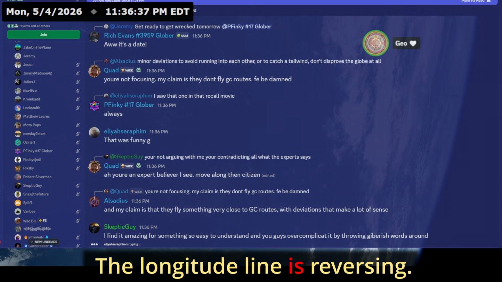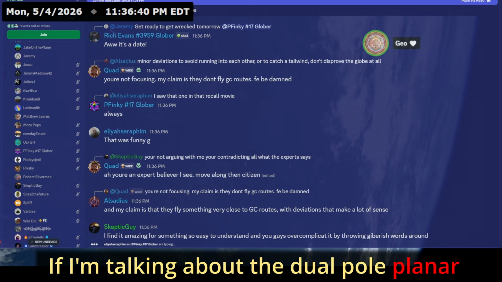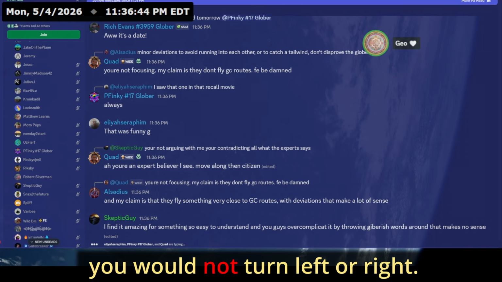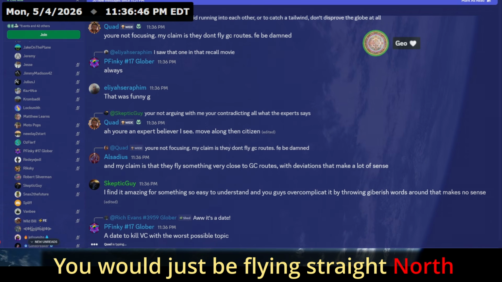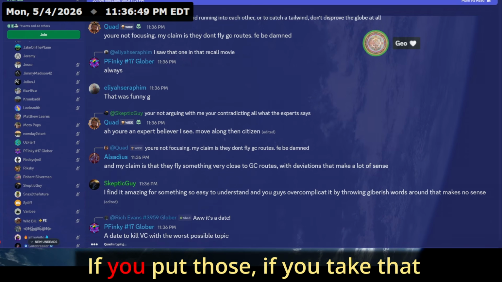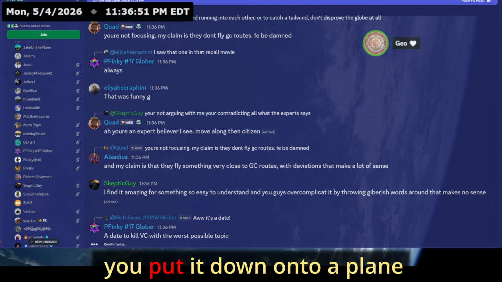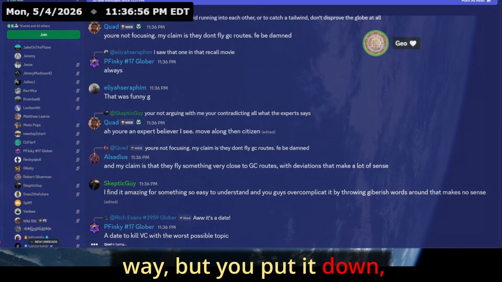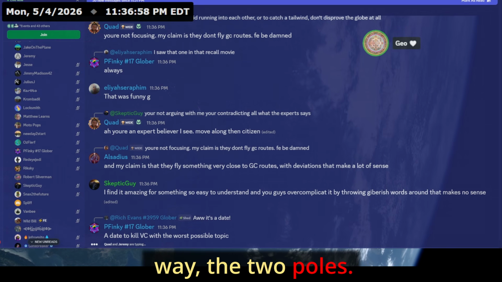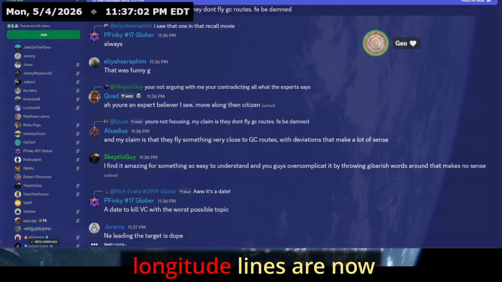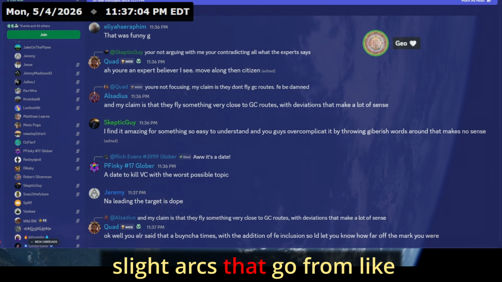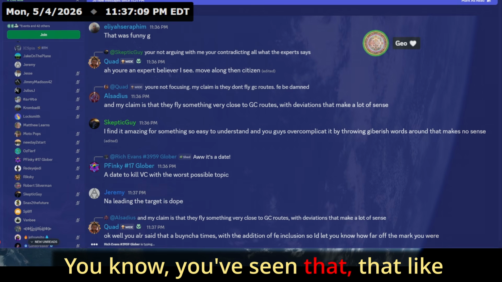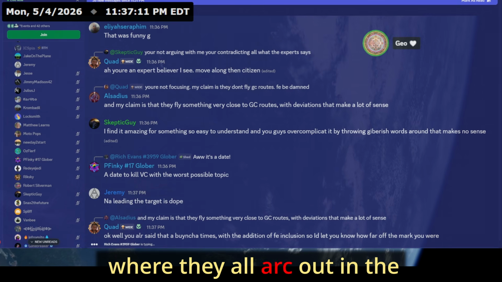Longitude line is this. If I'm talking about the dual pole planar versus the globe, the longitude lines on the globe are all great circle routes where you would not turn left or right. You would just be flying straight north to south on a globe. If you take that spherical coordinates and you put it down onto a plane with two poles, not the north or south way, but the stereographic way, the two poles, what I'm saying is that all those longitude lines are now slight arcs that go from the South Pole, arc out and then go to the North Pole. You've seen that magnetic field pattern where they all arc out from the center.